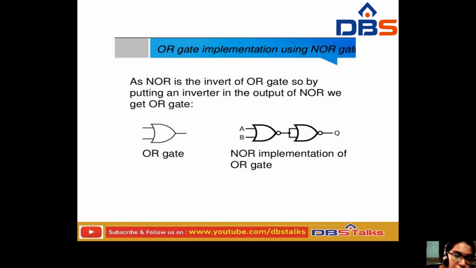So how are we going to implement the OR gate using the NOR gate? The NOR is the inverter of the OR gate. So by putting the inverter at the output of the NOR, we can get the OR gate. If you observe this figure, this one is the NOR gate and this one is the inverter.